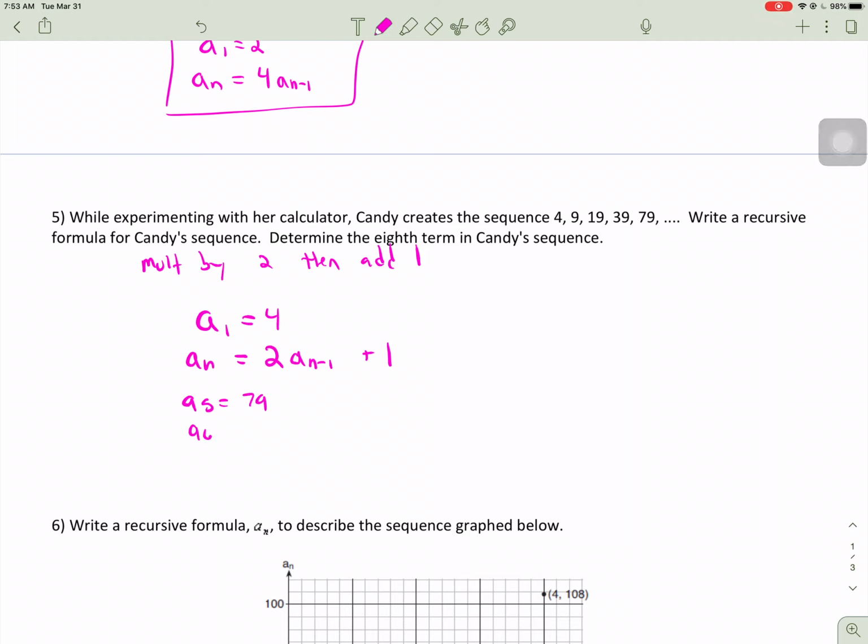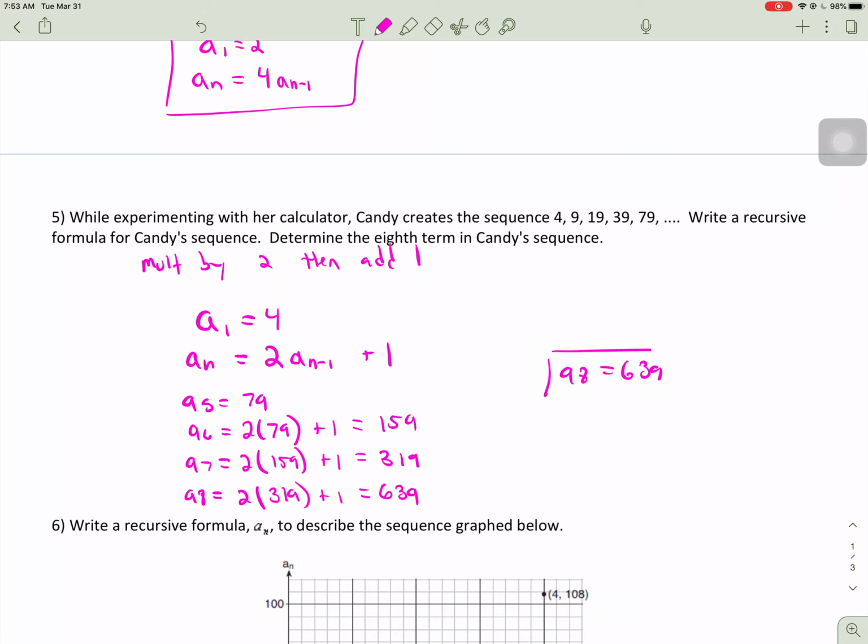So a sub 6 is 2 times 79 plus 1. And what's that? That's 159. And then a sub 7 is 2 times 159 plus 1, which is 319. And then a sub 8, which is what they asked us to find, is 2 times 319 plus 1. That's going to be 639. So a sub 8 is 639.